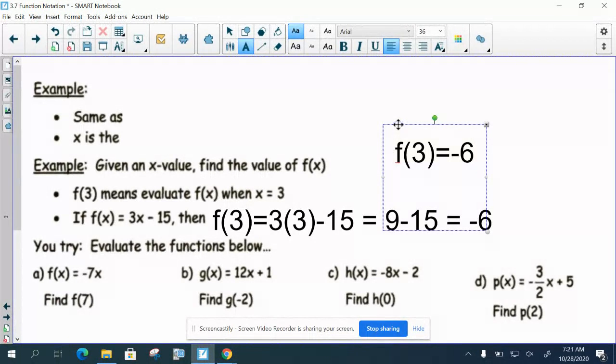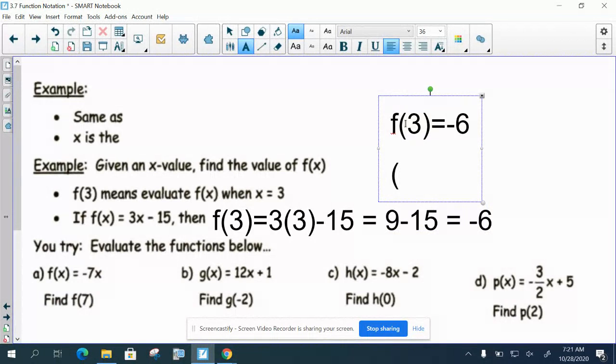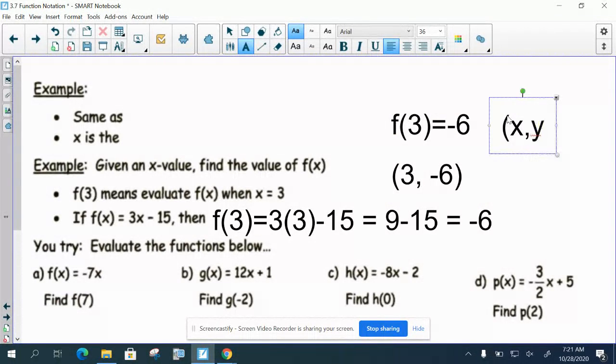What if we put that as a coordinate? That would be the coordinate: the x would be 3, and the y would be negative 6. So the coordinate x, y works the same as x comma f of x, because y and f of x are the same thing. It's just that f of x is specific for what x you're talking about.